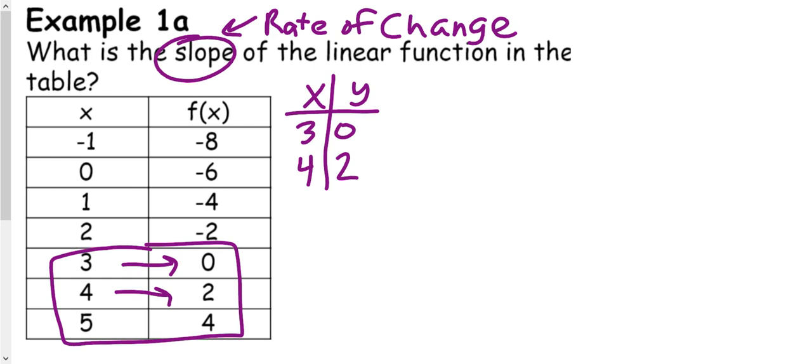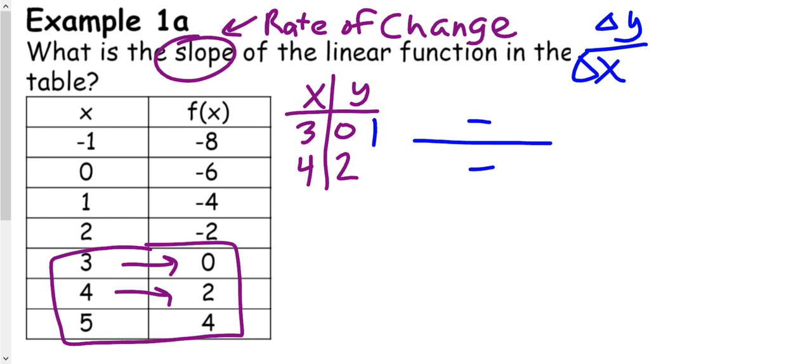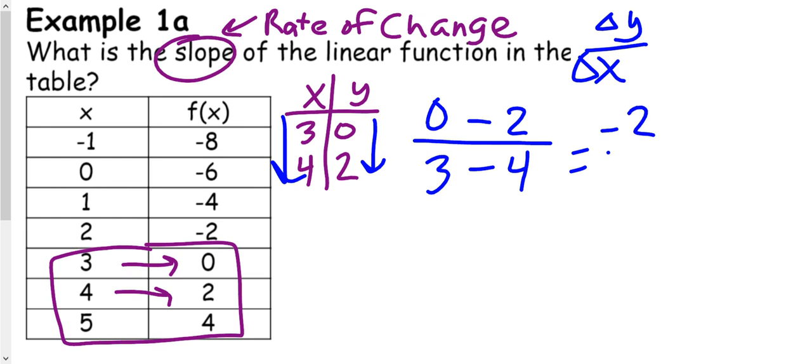And then remember, is rate of change the change in y over x or the change in x over y? It's the change in y over x. So what is your fraction going to look like? We're going to subtract down, so I'm going to say 0 minus 2 over 3 minus 4. That becomes a negative 2 over negative 1. What does that reduce to?